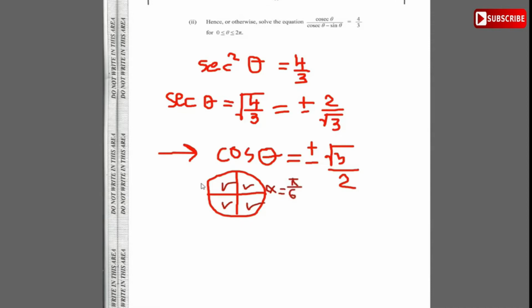Now over here, it's going to be pi minus pi by 6. So the angle in this quadrant is pi minus pi by 6. The angle in this quadrant will be pi plus pi by 6. And the angle in this quadrant will be 2 pi minus pi by 6.